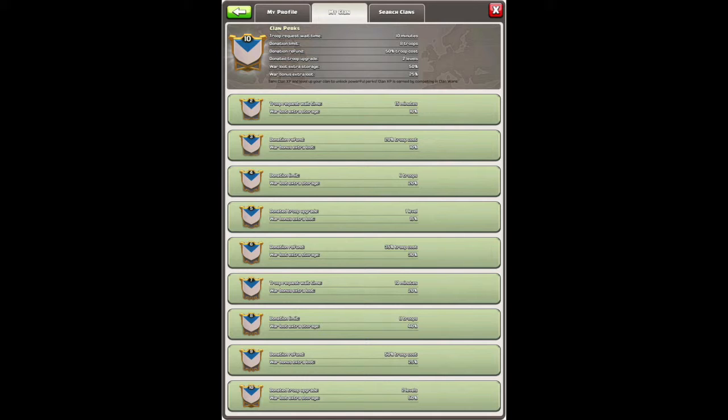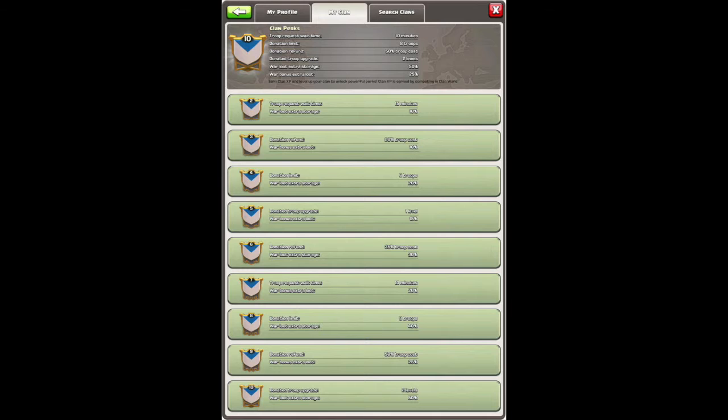At level 3, you get a 20% troop cost donation refund, and you get 10% extra loot in war. I believe that is a war bonus for when you win. That is what it looks like to me.